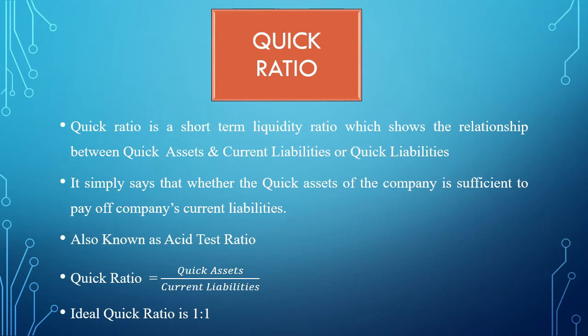The ideal quick ratio is 1:1, which means if the company has one rupee of current liability, then the company has at least one rupee of quick assets. From another point of view, if the quick ratio is 1:1, it says that the company's quick assets meet exactly the current liability.